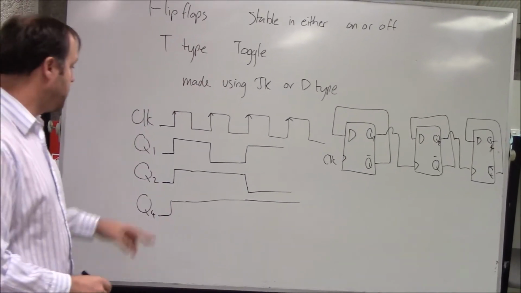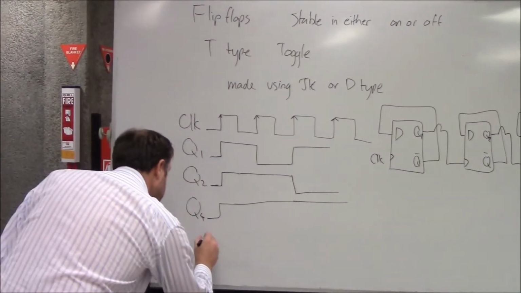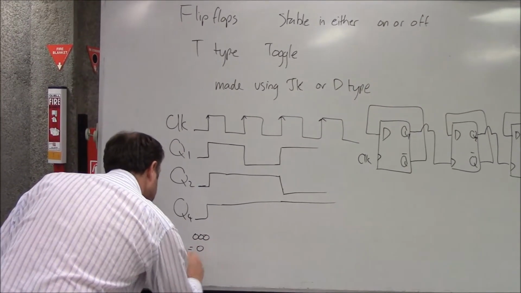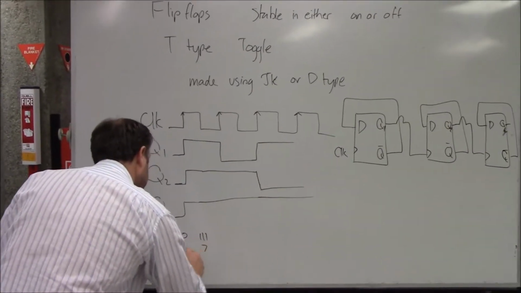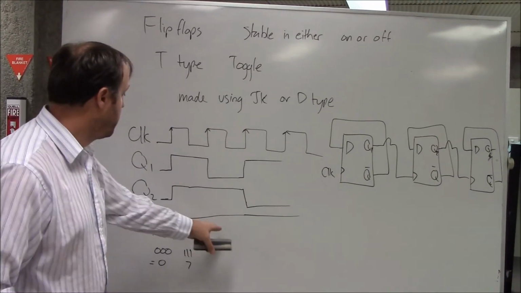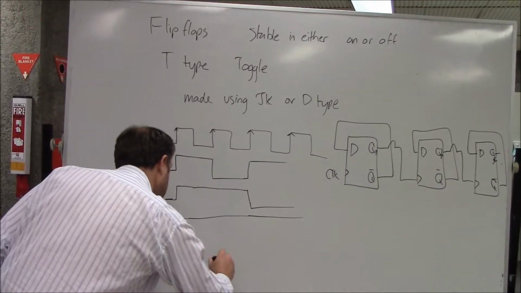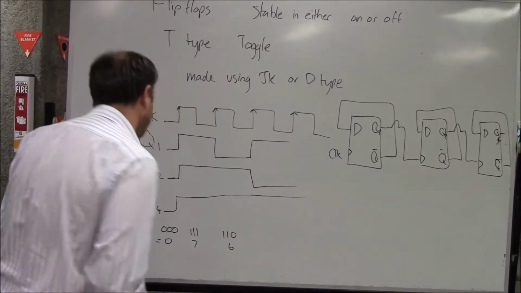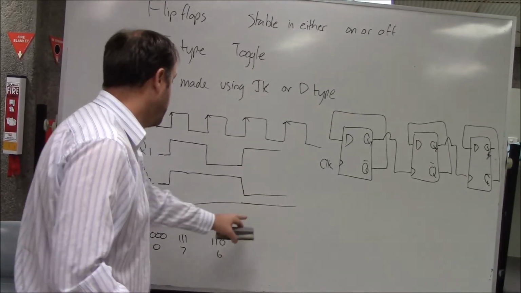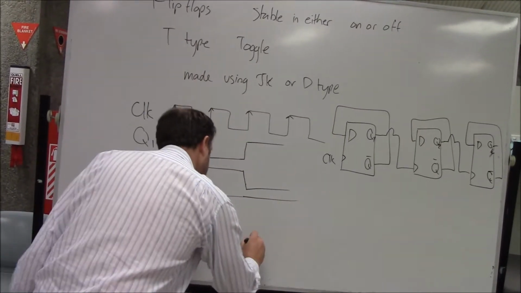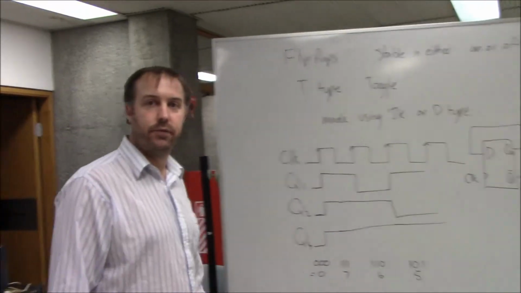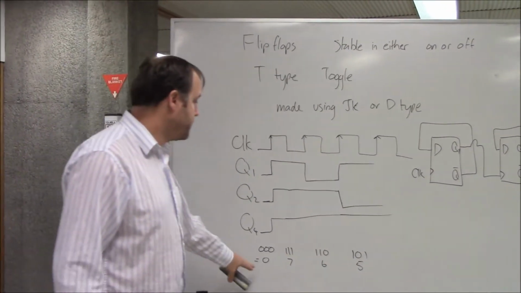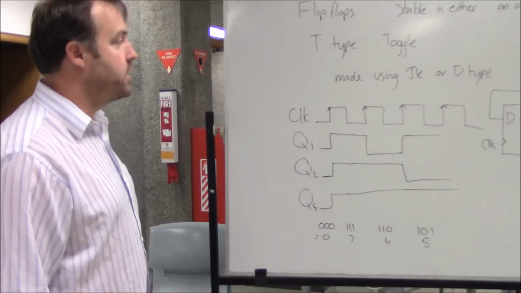Okay, so you can see here that we've got 0, 0, 0, which equals 0. We've got 1, 1, 1, which is 7. And we've got 1, 1, 0, which is 6. And then we've got 1, 0, 1, which is 5. So you can see that this is now counting down as my clock pulses advance. Okay. So this is how a 3-bit down counter works.